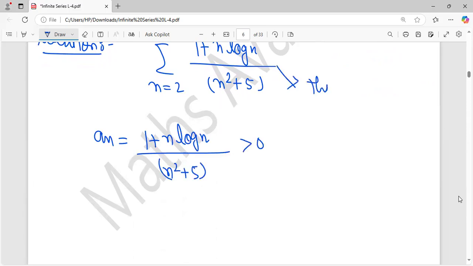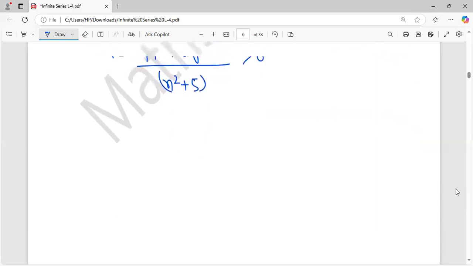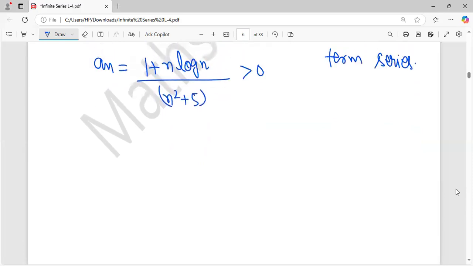So this is a positive term series. Now, what is the choice of Bn? If you have to guess it, Bn should be 1 by n. Then in the limit, numerator and denominator will have power n square, so after cancelling n square, its limit will be finite. That is the idea.